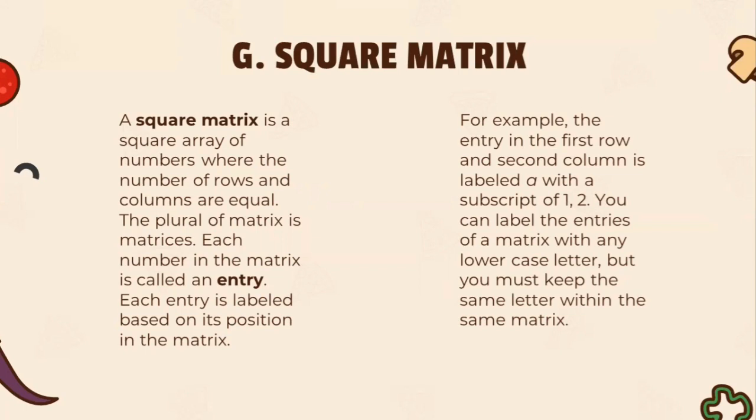Each entry is labeled based on its position in the matrix. For example, the entry in the first row and second column is labeled A with a subscript of 1, 2. You can label the entries of a matrix with any lowercase letter, but you must keep the same letter within the same matrix.